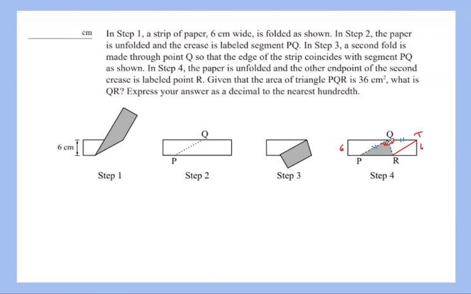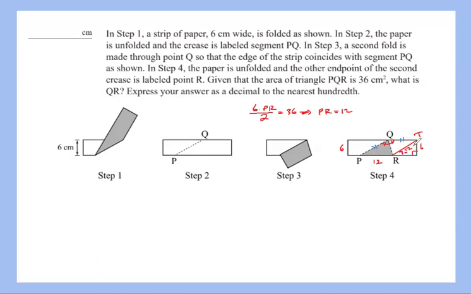If I drop the altitude from Q to PR, that is 6 units, right? And that times PR, so let me write it here: 6 times PR, which is the base, divided by 2, will be 36. So from here, we know that PR is just 12 units. So this is 12 units, and that's going to give us 12 as well. So now we have 6 and 12, which is why this is nice, a 30-60-90 triangle.